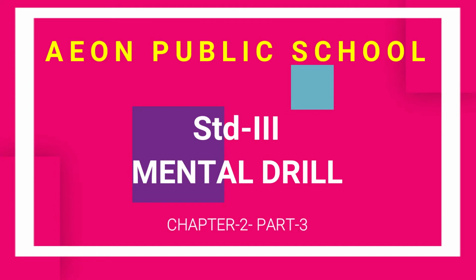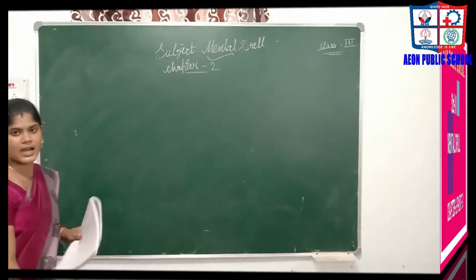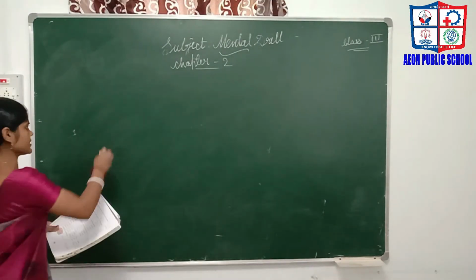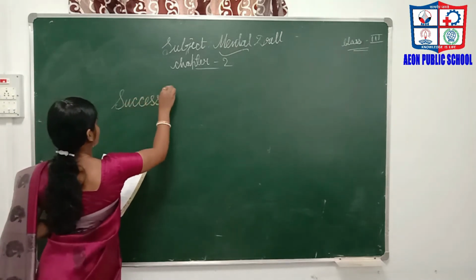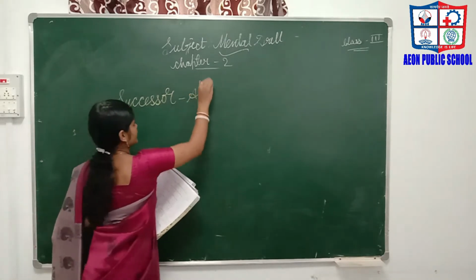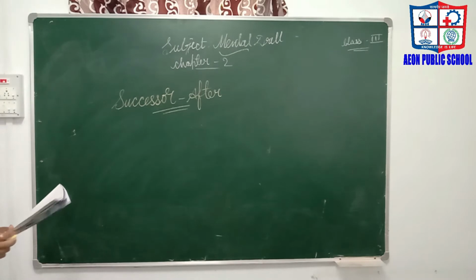And the next one is: write the successor and the predecessor of the following. What do you mean by successor? In the previous class we learned after and before. The same thing. Successor means after and predecessor means before. So successor means the after number. These both have the same meaning.